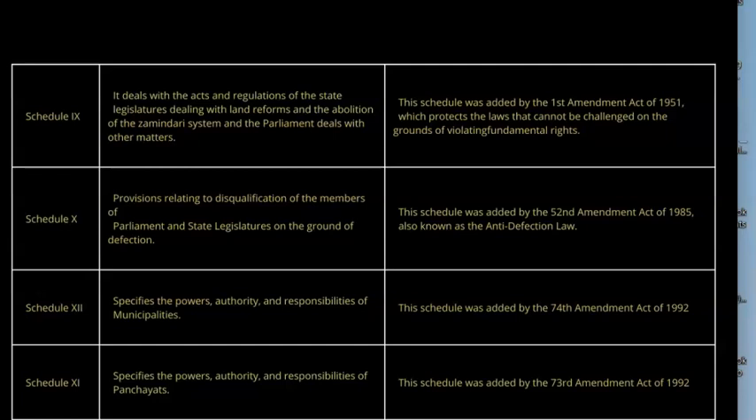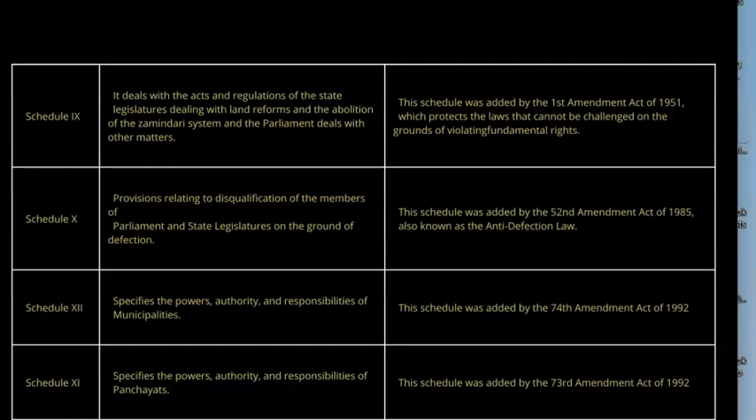Schedule 10: provisions relating to disqualification of the members of parliament and state legislatures on the ground of defection. So what is defection? Defection is if any member was elected for parliament or any state assembly on one party ticket, but after winning the election he left that party and joined another party, it is known as defection. This schedule was added by the 52nd Amendment Act of 1985, also known as the anti-defection law.